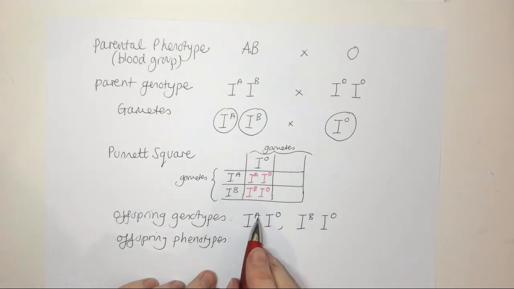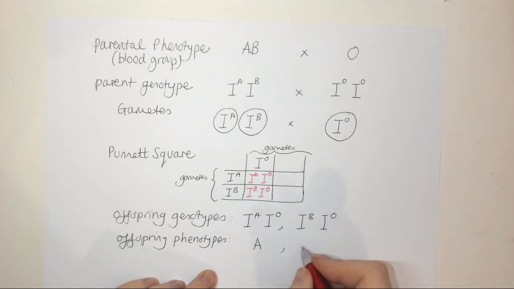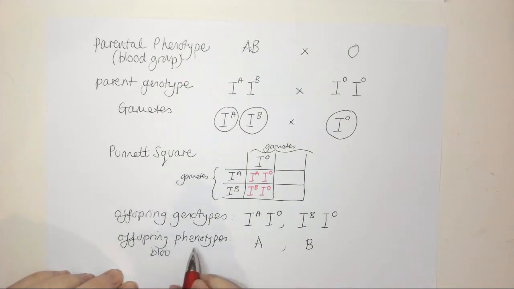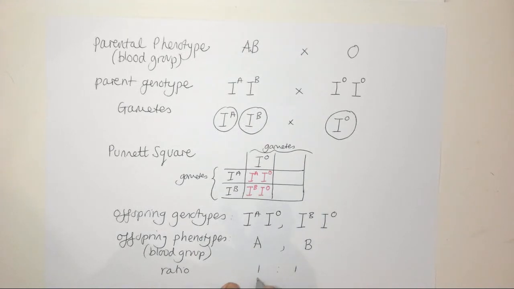Well, we've got an A and an O. Remember that A is dominant over O, so that would be blood group A. And B is dominant over O, and so we've got a blood group B. I'll write that there because the offspring phenotypes is what blood group it is. And we could do a ratio. We've got a 1:1 of A to B. Or we're going to have 50% likelihood of having blood group A and 50% likelihood of having blood group B.